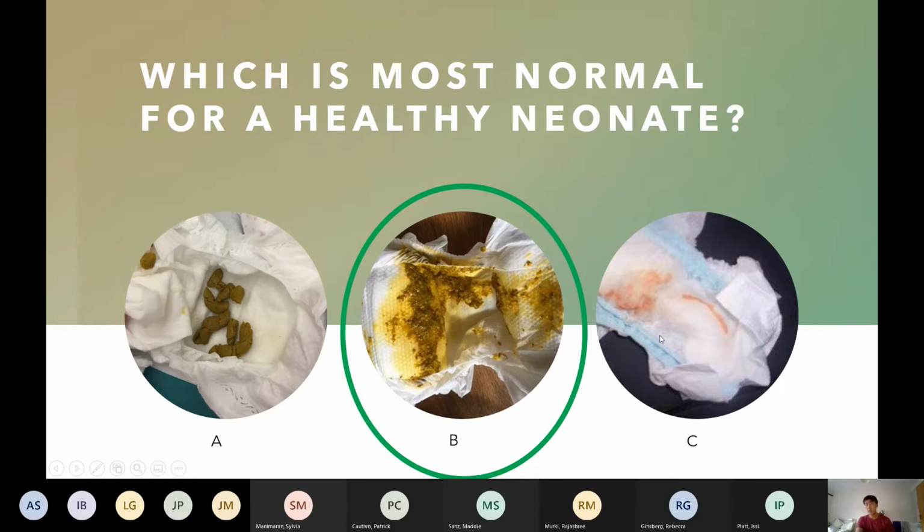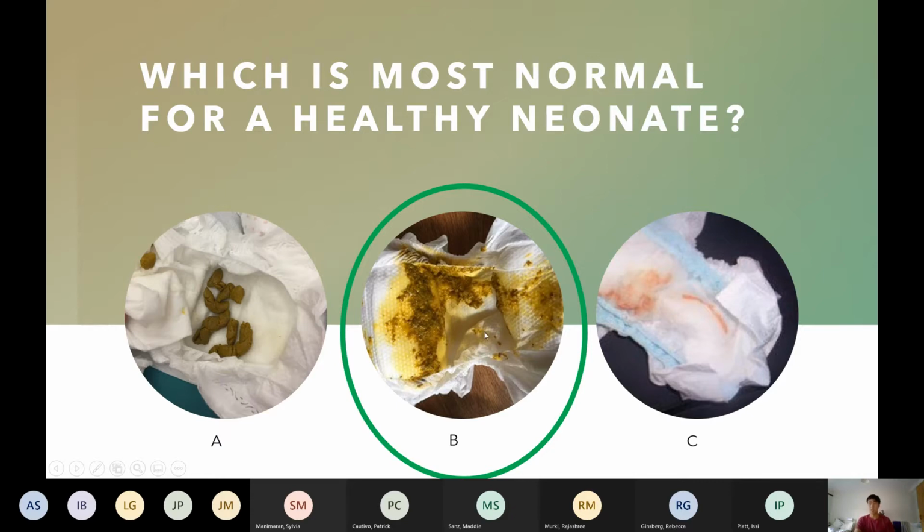C, you can see the redness. It's not blood. It's urate crystals that crystallize in the nappy. That can be normal in kids, particularly if they're dehydrated. If they're dehydrated, they're producing very concentrated urine, so the urate will crystallize and leave a red nappy. But again, in the world of SBAs, most normal is B, a very loose, pasty stool.